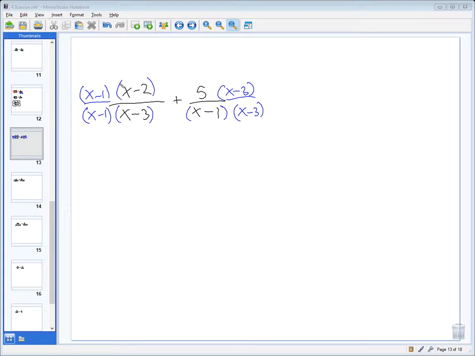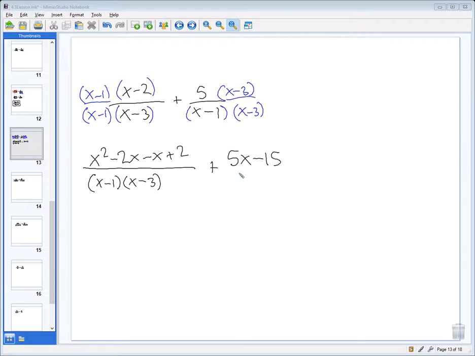Now remember, we've got to FOIL this. So we FOIL the top, we get x squared, and then minus 2x, and then minus x, and then plus 2. Now I'm going to leave the bottom factored so that I don't have to multiply it all out. On the second fraction, distribute the 5, you get 5x minus 15.